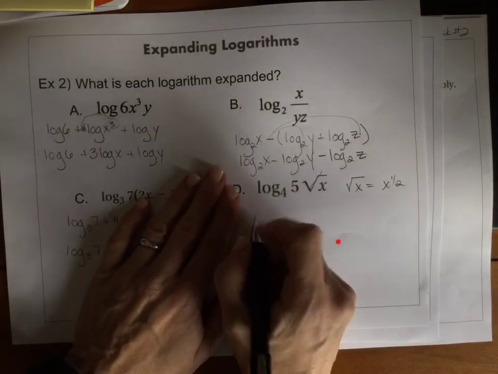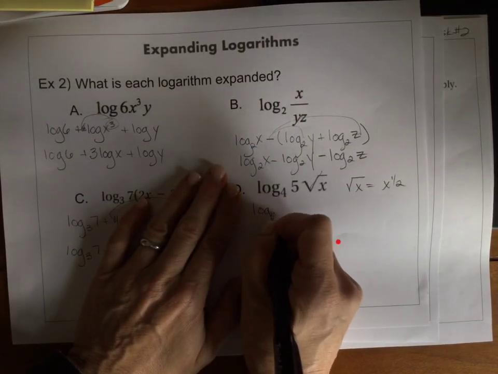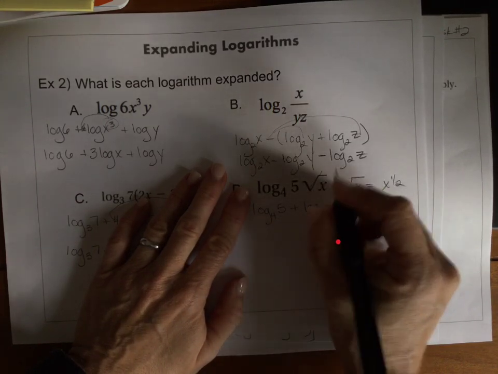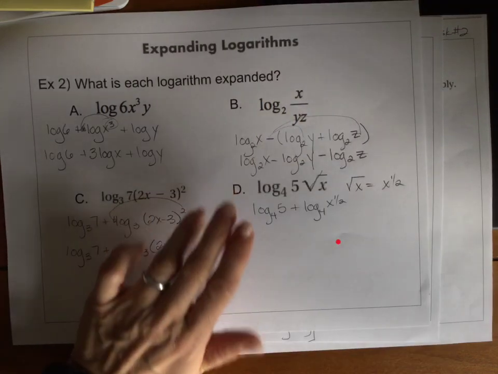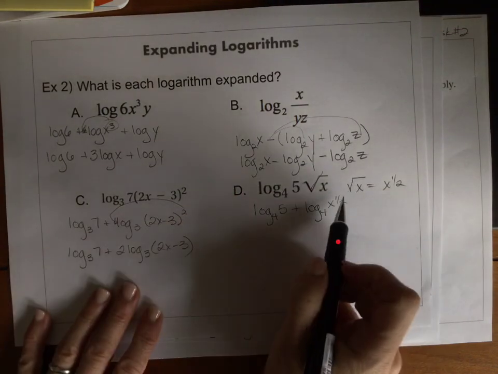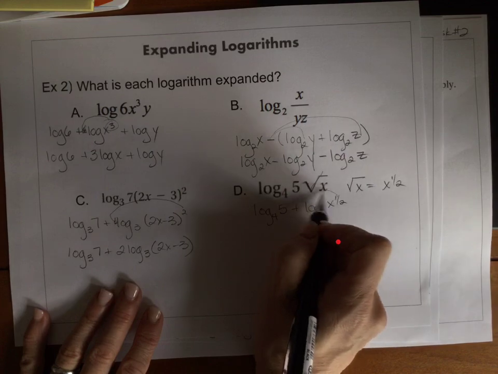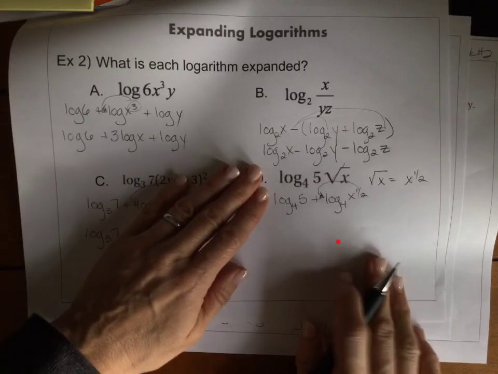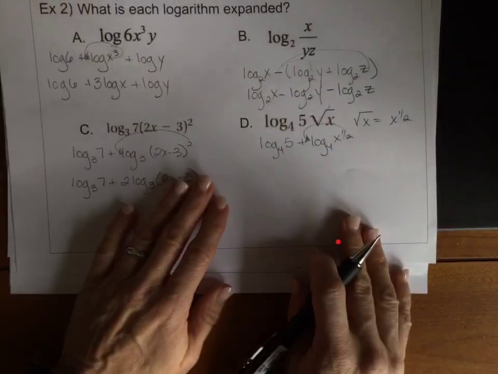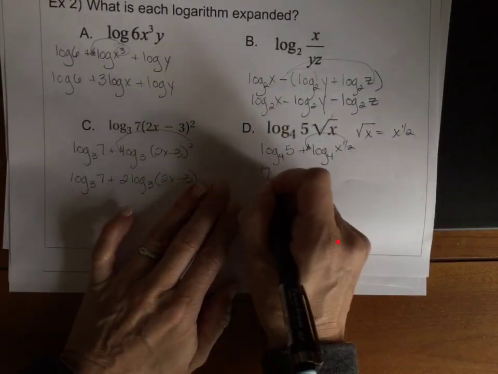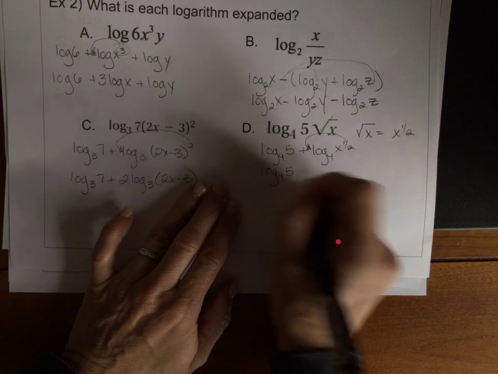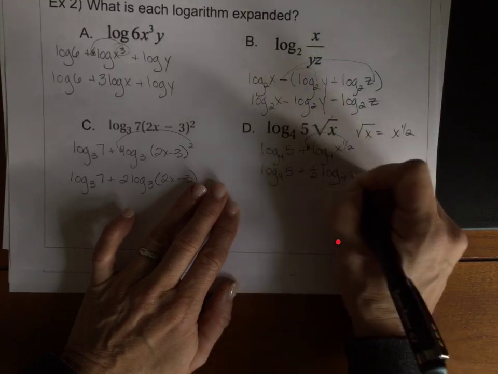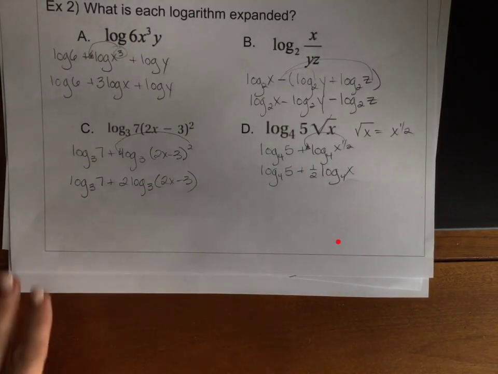And then these two are being multiplied. So log base 4 of 5 plus log base 4 of x to the 1/2. And now that I've written this as an exponent, I know that I can put that out front because of the power property and get log base 4 of 5 plus 1/2 log base 4 of x. All right.